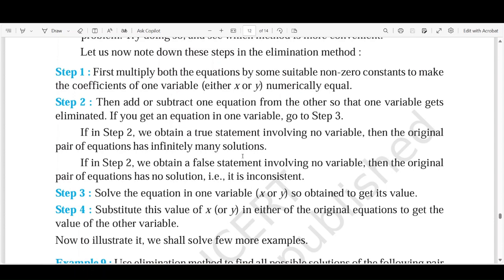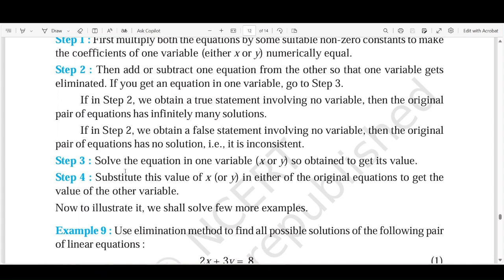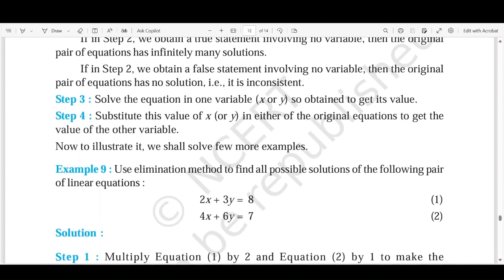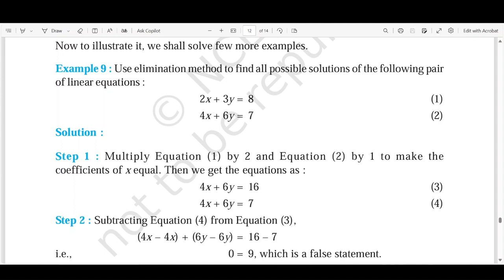Okay, fine. Now let us assume that we get an equation in one variable, then we have to move on to step 3, where we try to solve that equation in one variable. It can be either in x or y, doesn't matter, so that we will get the value of that variable. Now we have to substitute this variable value in the other equation given in the question, and thus we will be resulted with the value of the second variable. Clear? Next, example 9. Use the elimination method to find all possible solutions of the following pair of linear equations.